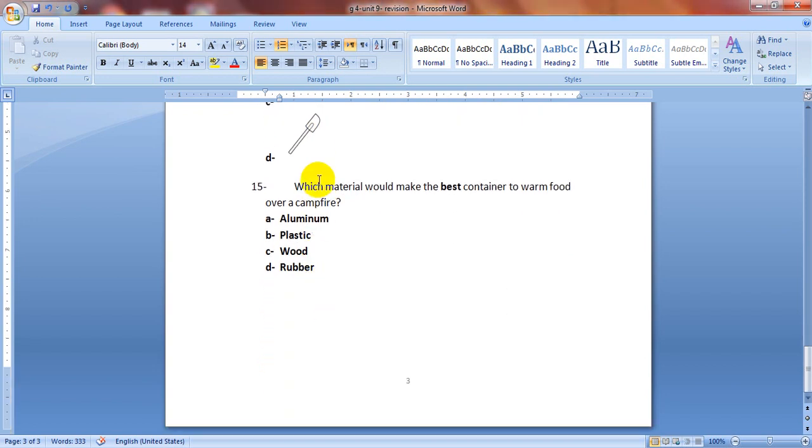15. Which material would make the best container to warm food over a campfire? Aluminium, plastic, wood, rubber. Which one can we use to warm the food over fire? Can we put the food in a rubber container, wooden container, plastic, or aluminium? Of course we will use an aluminium one. Why? Because aluminium is a metal and it is a heat conductor, while plastic, wood, and even rubber, all of them are insulators. They do not let heat pass through them, so we cannot use them in warming food.